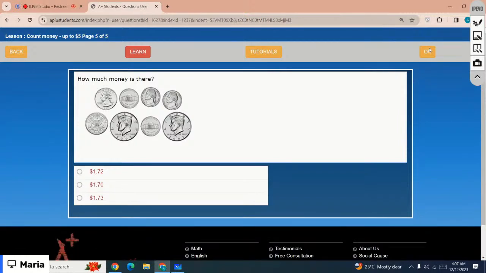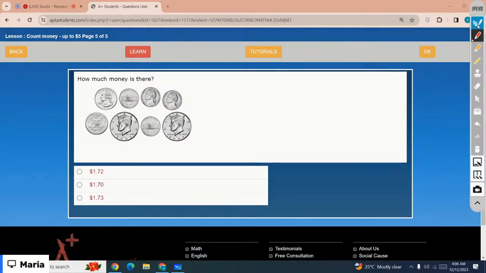Okay, the next one is how much money is there. Which is the correct option? There you have two half-dollar coins. These are the two coins with half-dollar. You can count the half-dollar coins by 50 cents. So this one is 50 cents and this one is 50 cents, right?